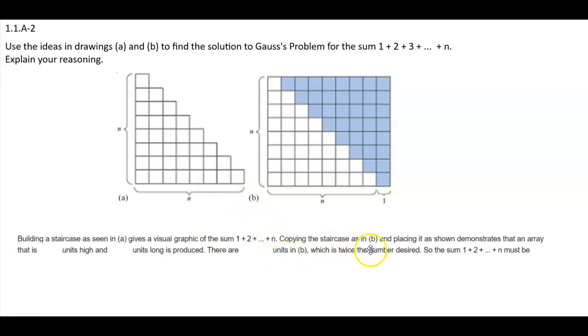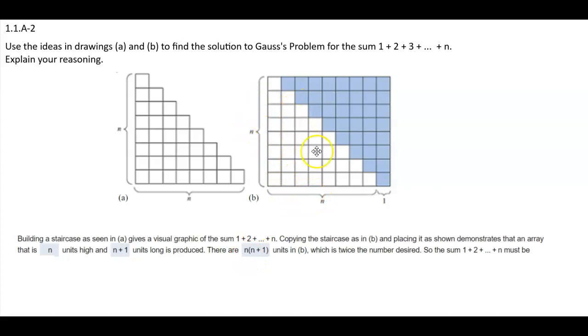Now, copying the staircase in B and placing it as shown demonstrates an array that is how many units high? Well, it's n units high, so we're going to say n units high. And how many units long is what's being produced? Well, over here, it's n plus 1. Now, there are how many units in B? Well, we're going to say that there's n, right?